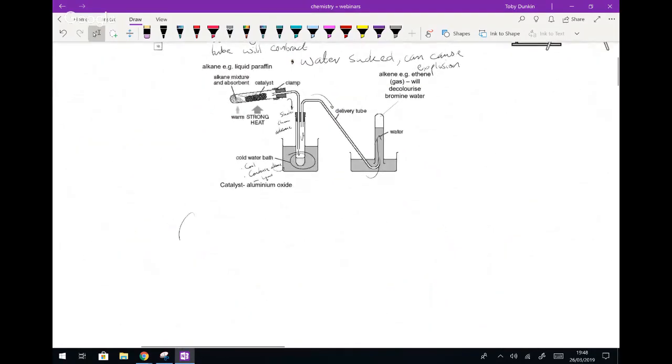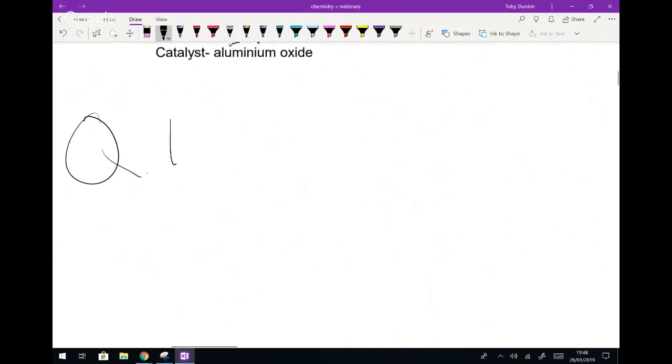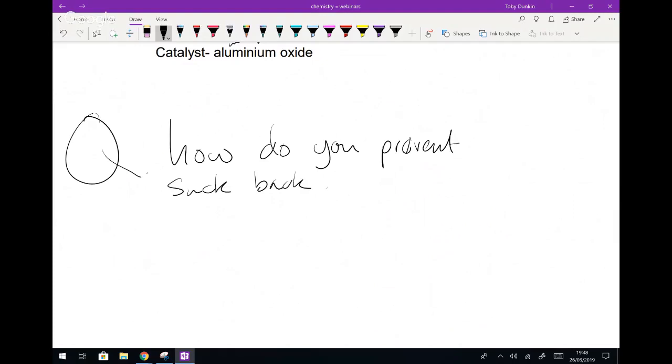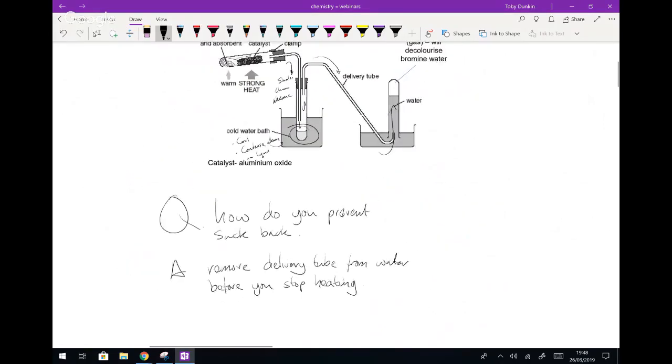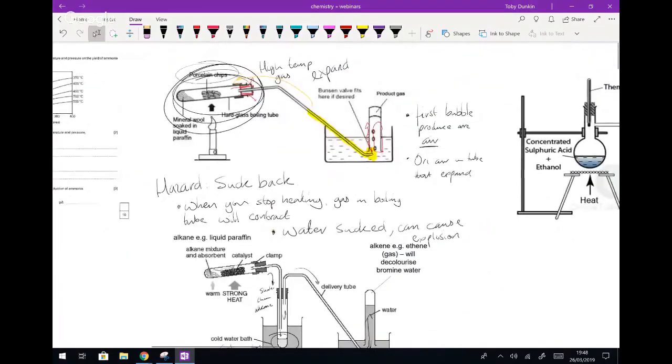I'll give you the question here. How do you prevent suckback? And that is very easy. Answer: remove delivery tube from water before you stop heating. Not complicated. It's common sense. And they have asked it on several occasions.